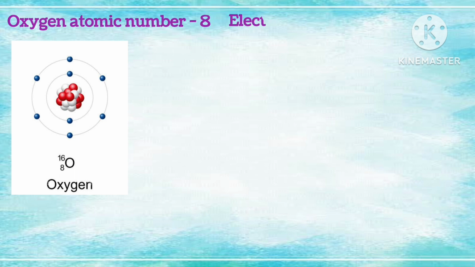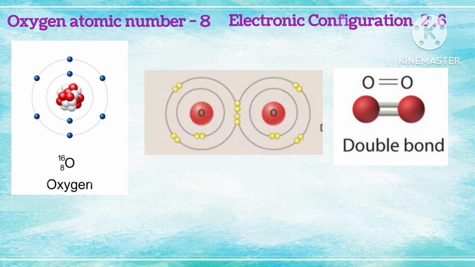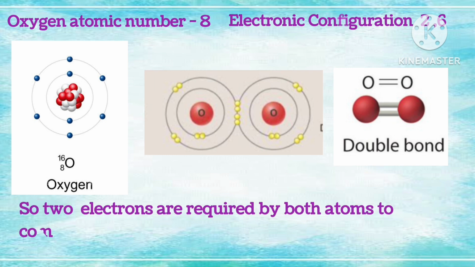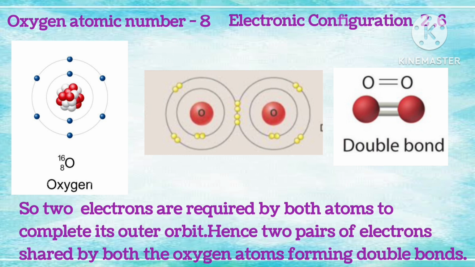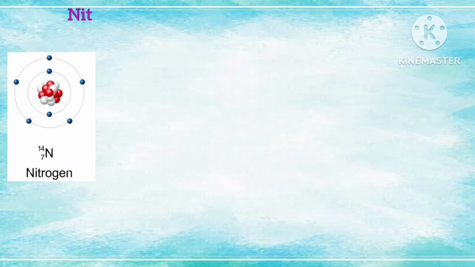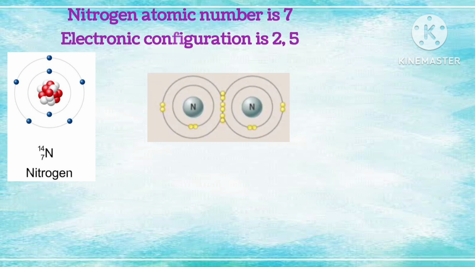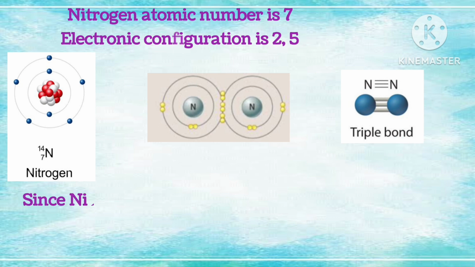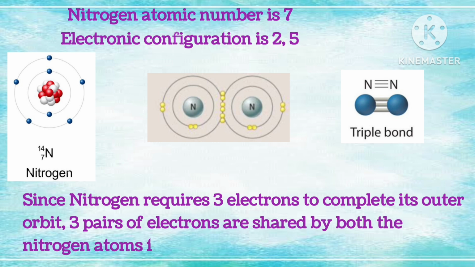Oxygen. It has atomic number 8, electronic configuration is 2, 6. So it requires 2 more electrons to complete its outermost orbit. So 2 electrons are required by both the atoms. So it shares 2 pairs of electrons and thus forms a double bond. Similarly, nitrogen with atomic number 7, electronic configuration 2, 5. It requires 3 electrons to complete its orbit. So it shares 3 electrons between 2 nitrogen atoms and thus forms a triple bond between them.